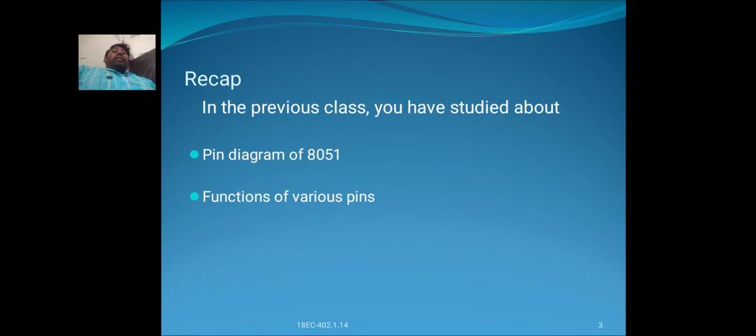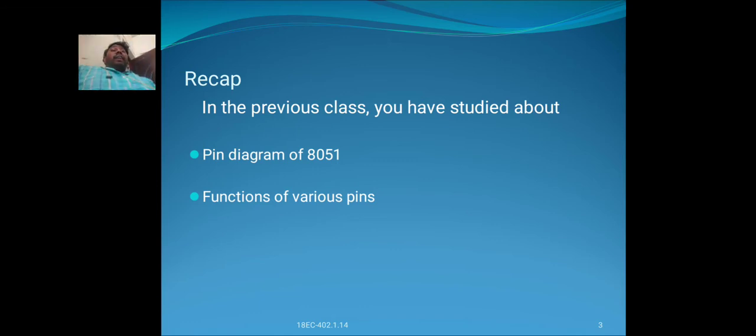Pin 29 is program store enable, 30 is the address latch enable, 31 is the external access, and 32 to 39 belong to port 0, the multiplexed address and data lines, and pin 40 is VCC. And we also discussed the various functions of those pins.